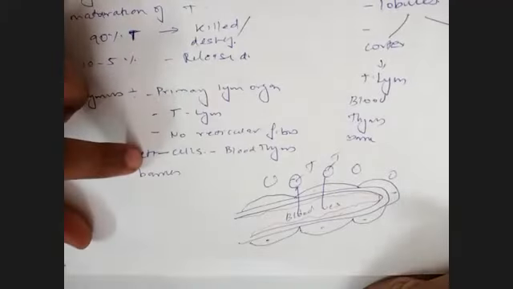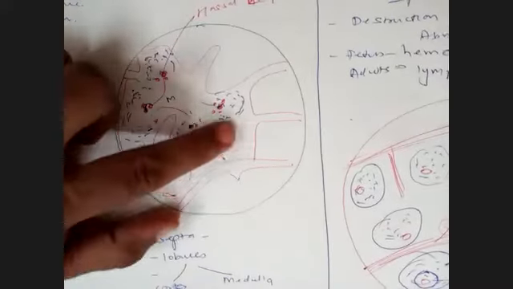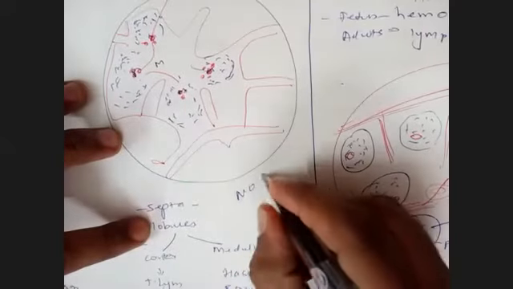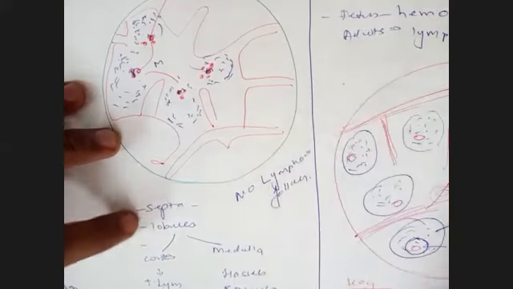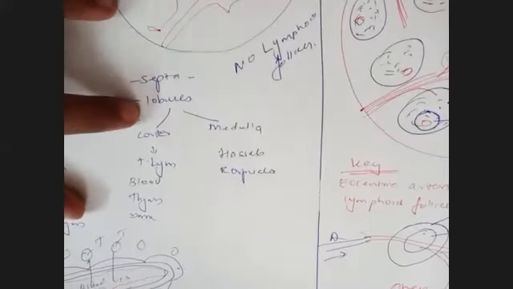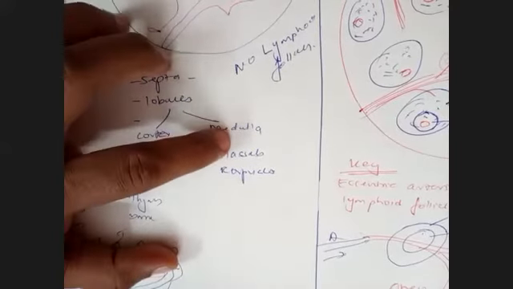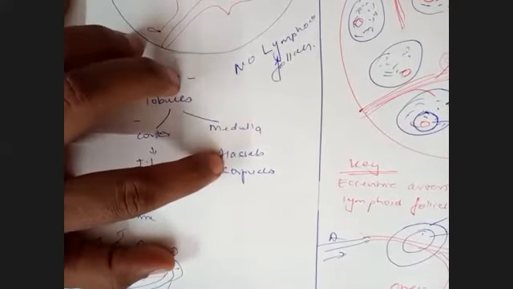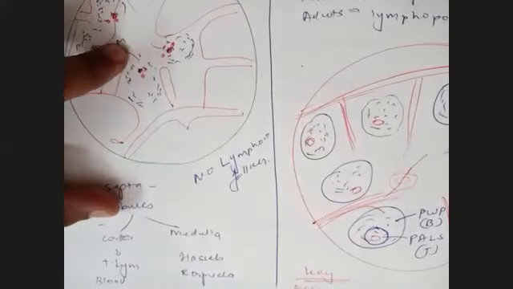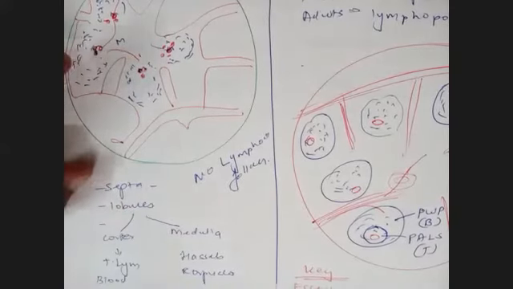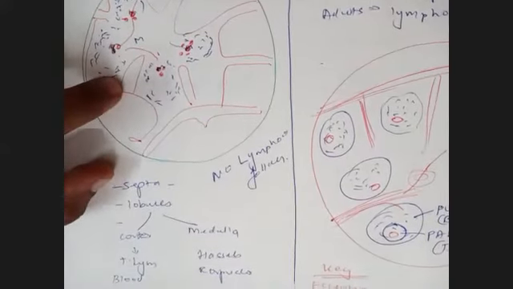No reticular fibers, there are reticular cells which form the blood-thymic barrier. They cover all the blood vessels. Why? Because we don't want them to be sensitized. There are septae, there are lobules, then there is cortex and medulla. No lymphoid follicles. In the medulla we see Hassall's corpuscles, and in the cortex what we see are the developing T lymphocytes.